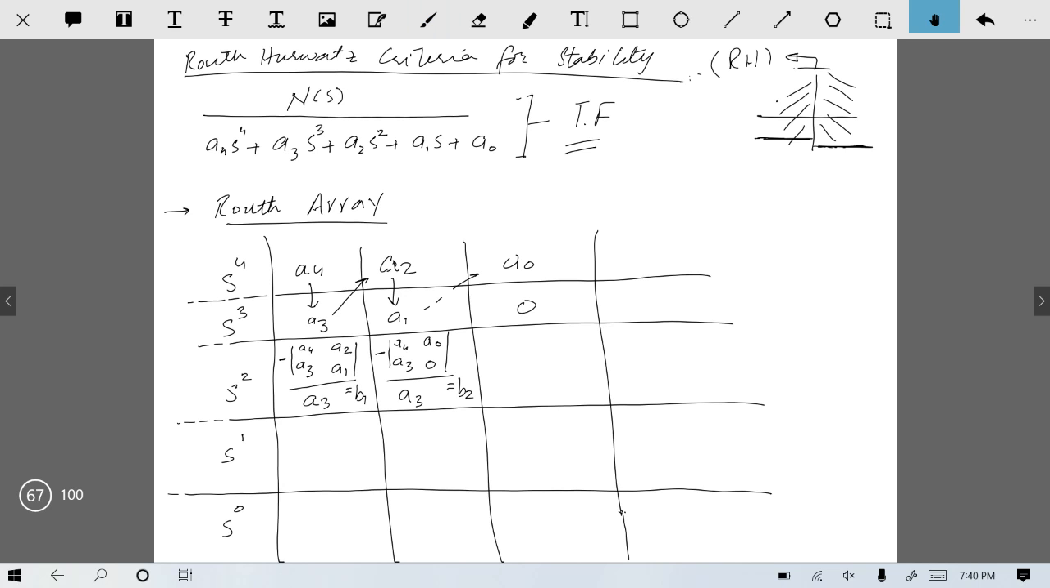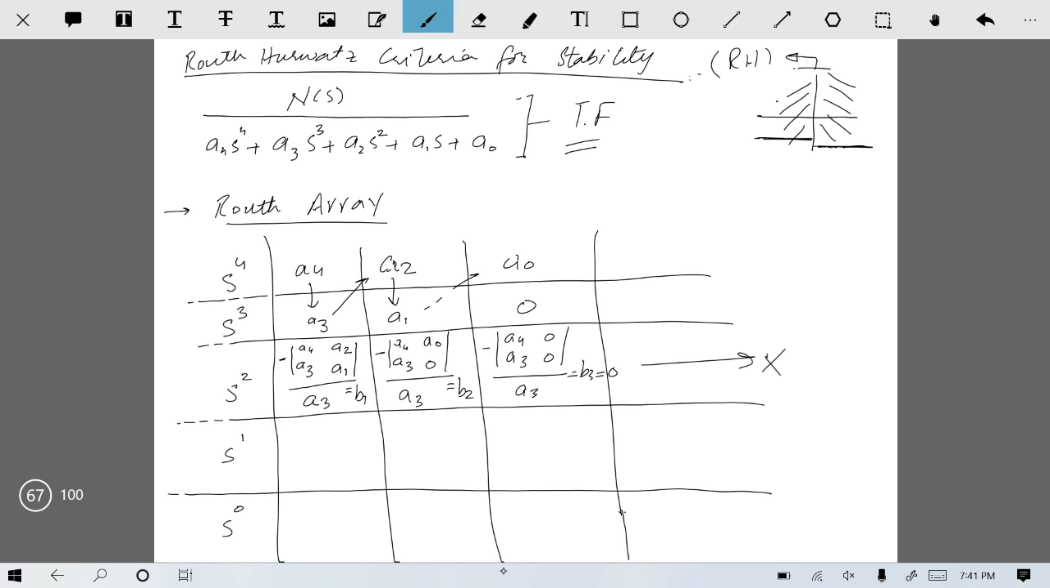Similarly, in this column, we would have minus of the determinant of A4, A3, and there is no other term left over here, so it would be 0, 0, divided by A3, and let's call it B3, which would be equal to 0. Now there are no other terms left, so we will stop over here. There is no need to go further.